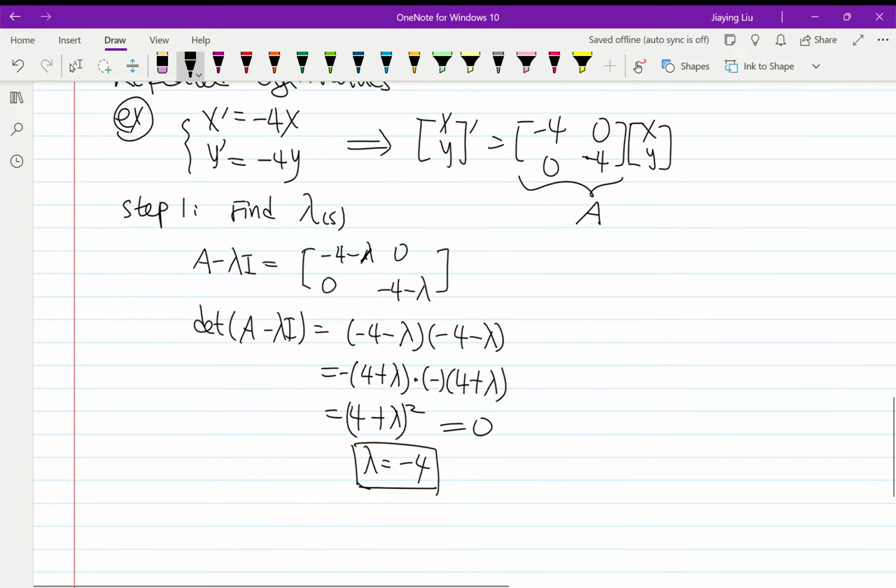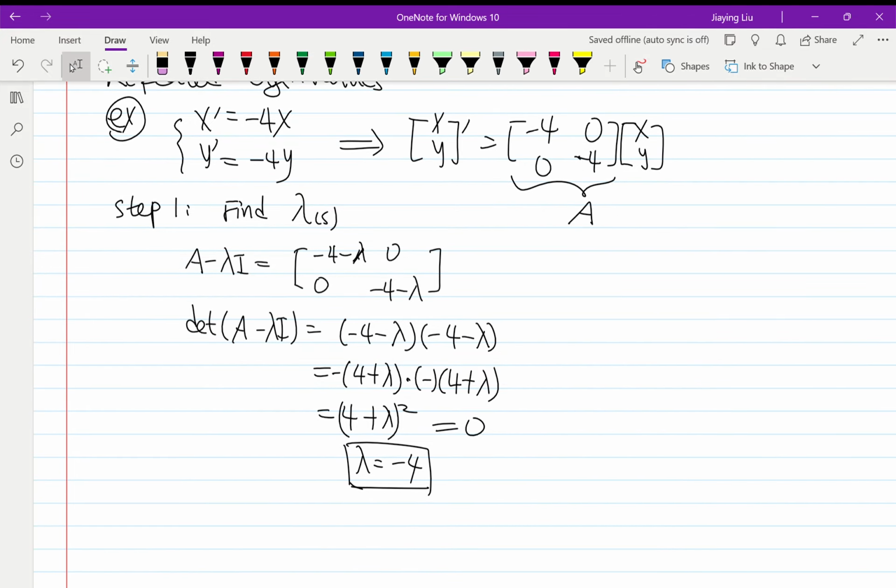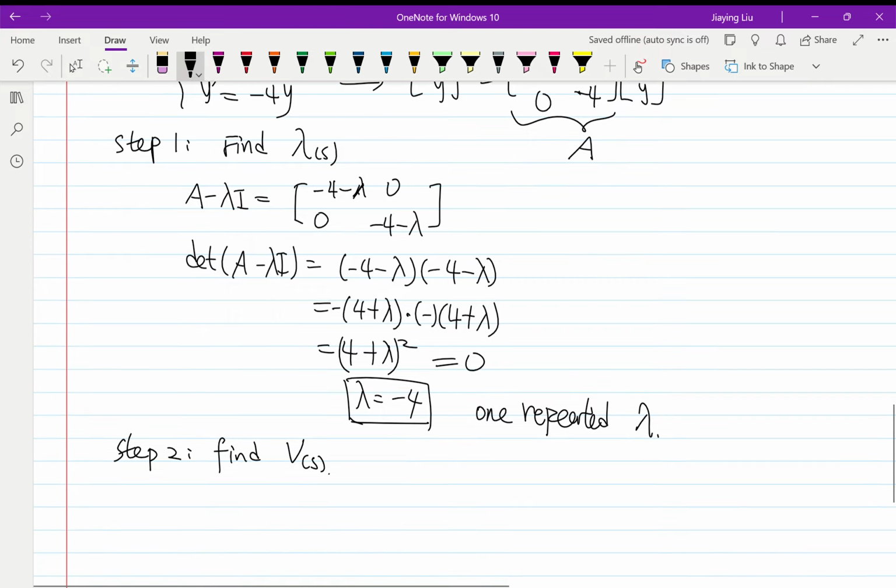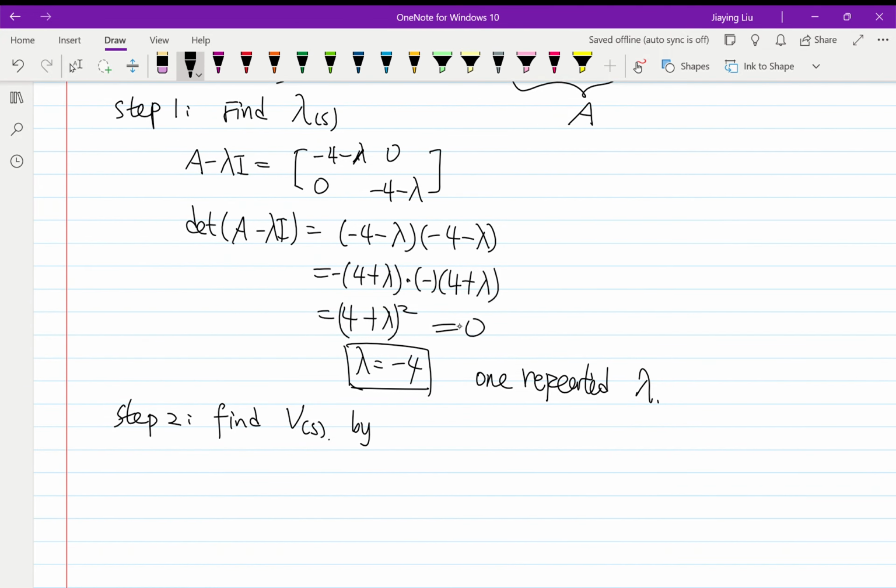Fairly straightforward there. We just have one, right? We don't have two different eigenvalues, we only have one repeated eigenvalue. That's fine. Does it mean that we cannot find two eigenvectors? We might be able to find two. Let's see. So step 2, we're going to find eigenvectors V by using, just like we always did in the past, A minus lambda I times V equals 0.